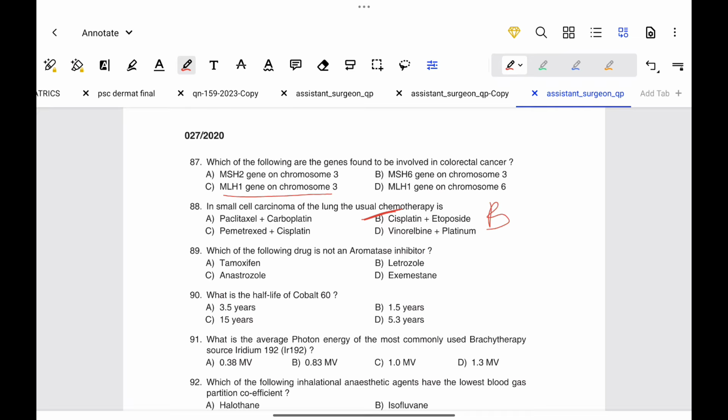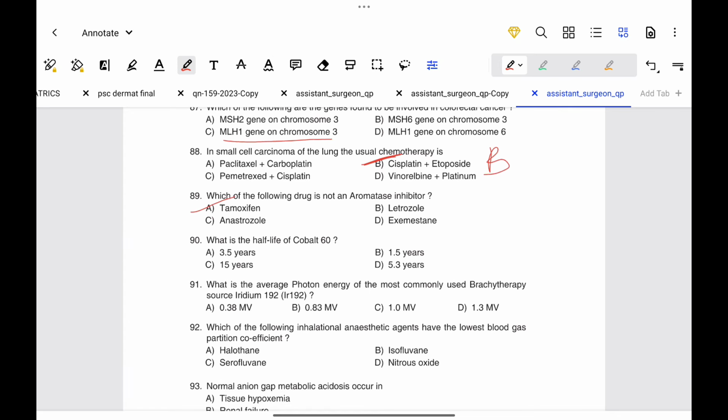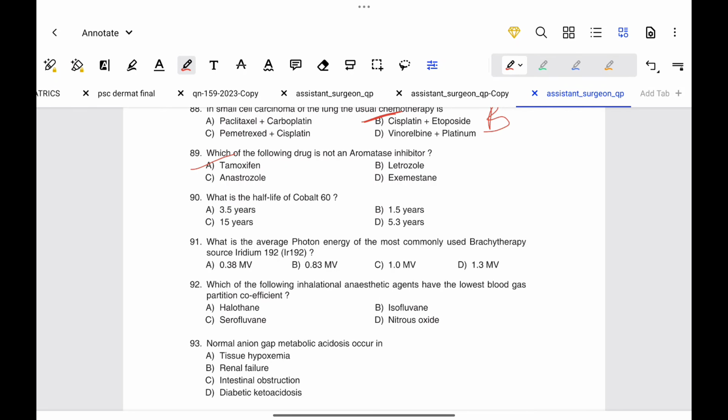Option B. Which of the following is not an aromatase inhibitor? Tamoxifen. It is a selective estrogen receptor modulator drug. Option A. Other all are aromatase inhibitors. Half-life of cobalt-60 is 1.5 years? Not 1.5 years. It is 5.3 years. Option D is the correct answer.